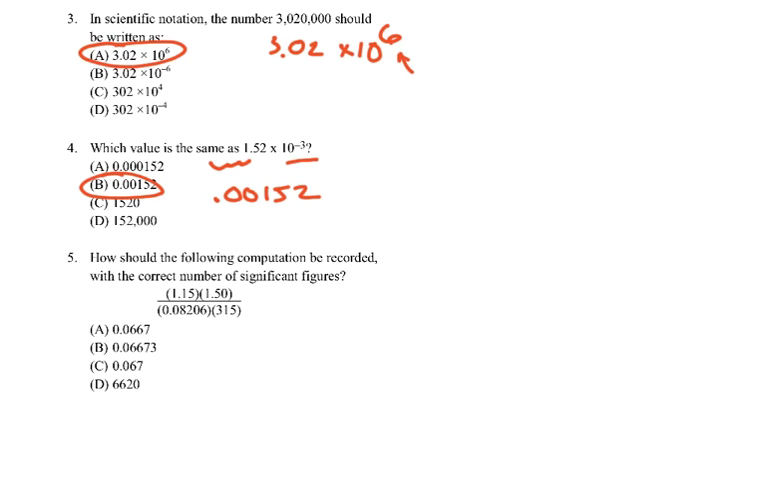Okay, number 5. How should the following computation be recorded? Well, it's really not a math problem because these answers are all kind of similar. What it really is is how many significant figures should be in this answer. And so this number has 3, this number has 3, this number has 3, this number has 4. So we want an answer with 3 significant figures. And so we can eliminate that, it has 4, eliminate that, it has 2.